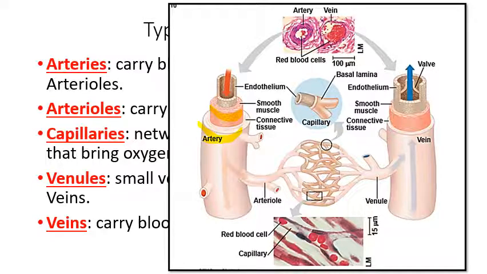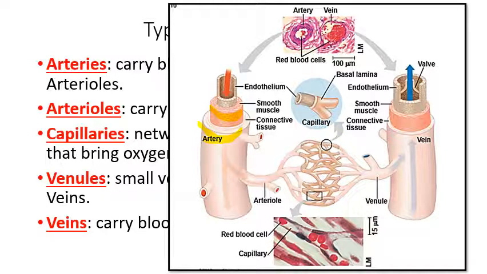And then in the very deepest layer, we have a layer of simple squamous epithelium, which, as you already know, we give a special name. We call it endothelium when we find it inside a blood vessel. Okay, so arteries and veins both have the same three layers of tissue.